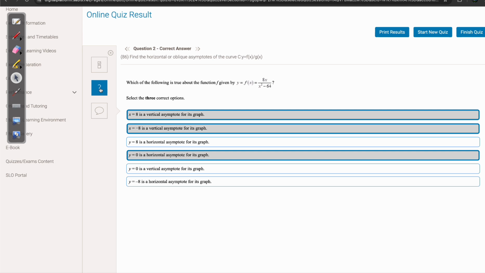Which of the following is true about the function f given by y is equal to f of x is equal to 8x over x squared minus 64? So for the vertical asymptote, you make the denominator, which is in this case x squared minus 64, equal to 0. So x squared is equal to 64. X would be equal to plus minus 8, which are our vertical asymptotes. Plus minus 8, as we have here.